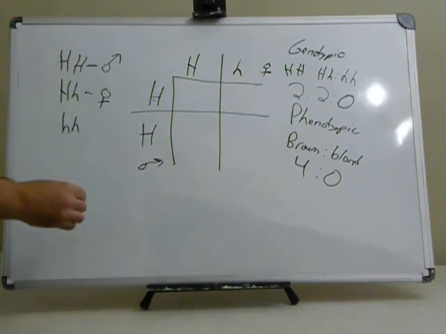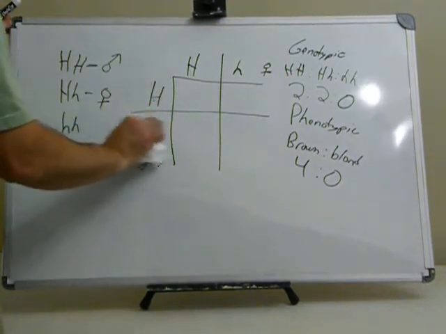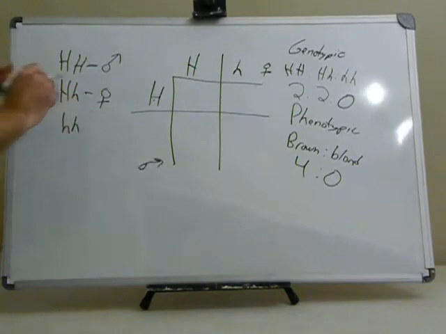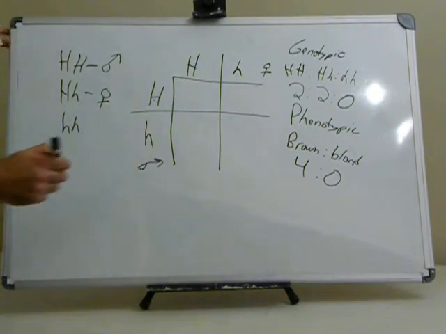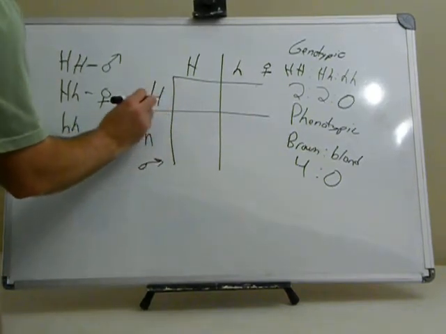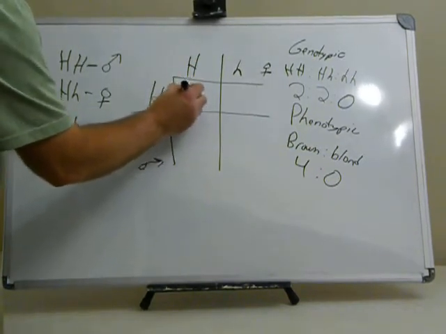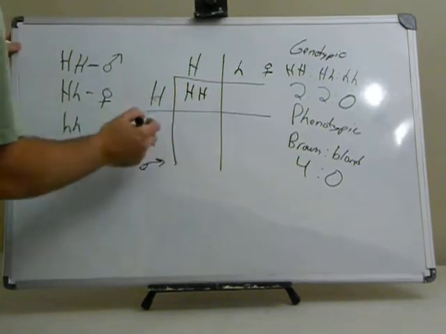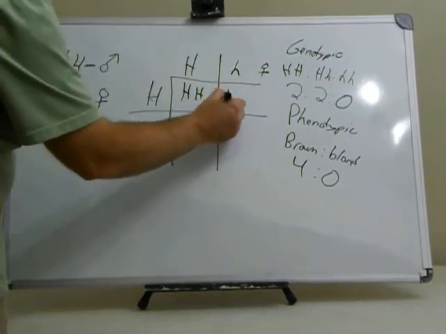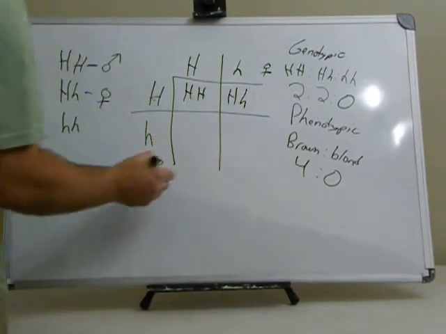And let's change Daddy. Let's make Daddy heterozygous, so there's a big H and a little h. And we'll go ahead and work this square and see what outcome we get. So this H and this H gives us homozygous dominant. This H and this H gives us heterozygous.